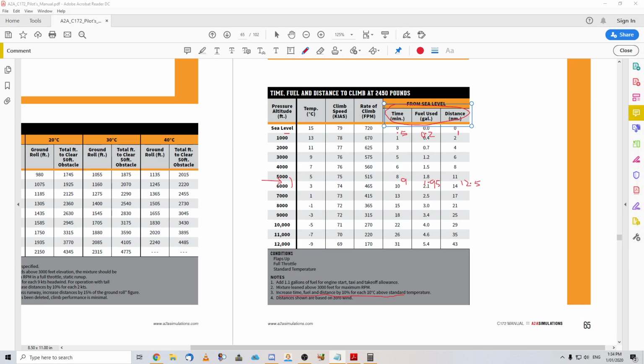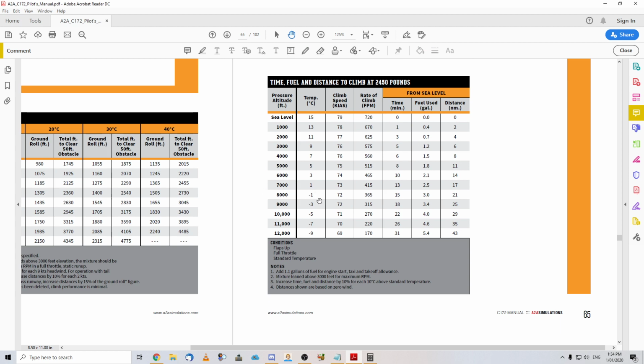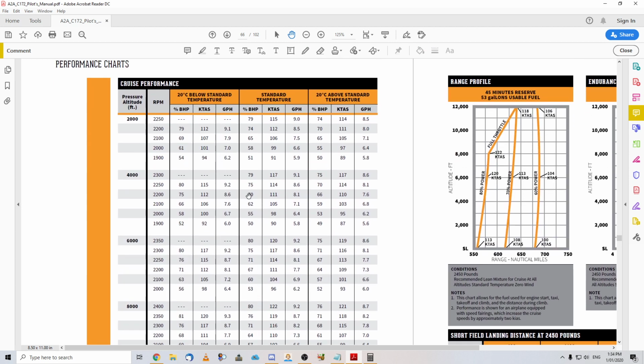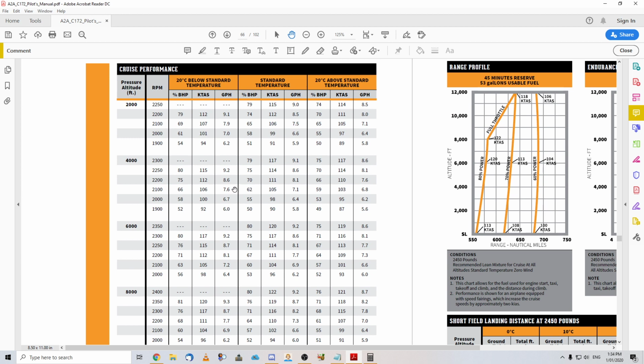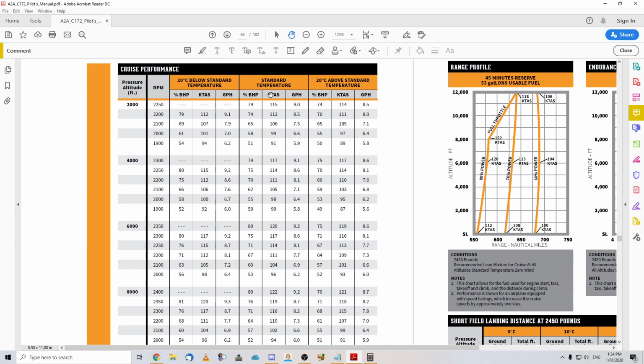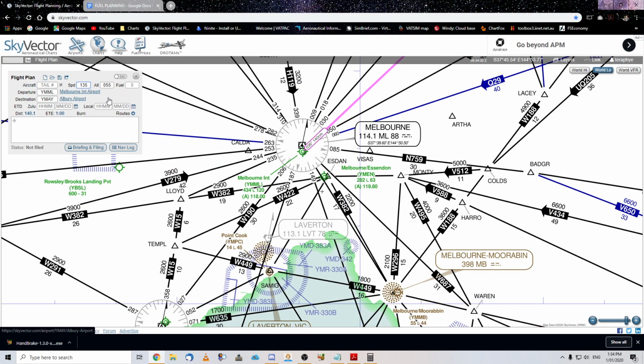Okay, so now we got to our cruise. So let's just get rid of all this. This is where cruise performance comes in. Okay, so now we look at this, and the first thing you think is, what is all this about? Okay, 20 degrees below standard temperature, 20 degrees above. Well, thank God we've got this. We can use SkyVector for this, and I'll talk about that later on.